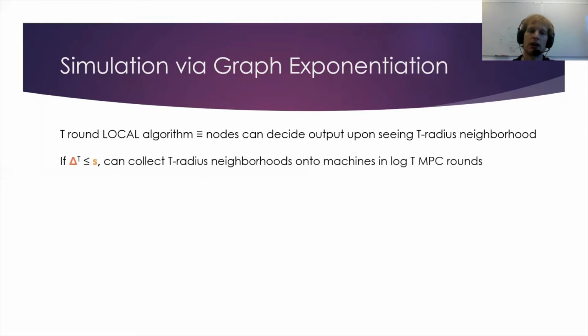So what our MPC algorithm can do is try to collect these T-radius neighborhoods onto single machines, and then that single machine can determine the output for a node. To do this, we need that these T-radius neighborhoods actually fit into the space of a machine, smaller than the space bound S.